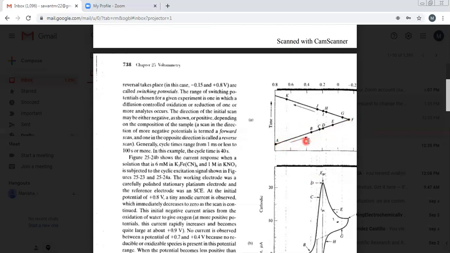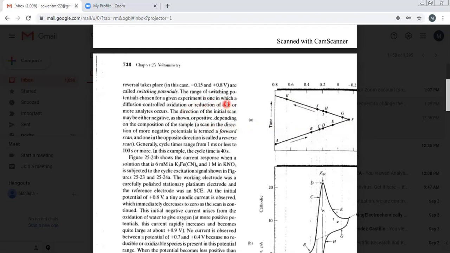Okay. And when we change direction in the potential magnitude in a triangular wave, the current changes that take place are plotted as a cyclic voltammogram. Okay, I hope you understood what is meant by switching potential. F is the switching potential and what is the magnitude of it? Minus 0.15 volts.